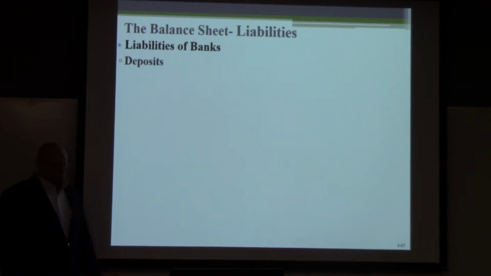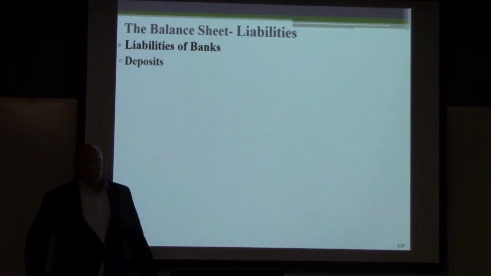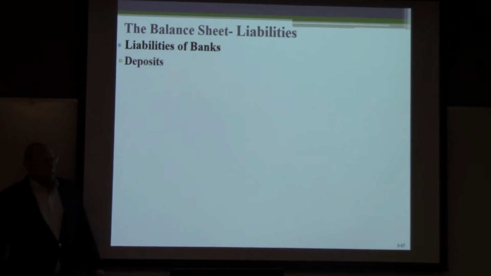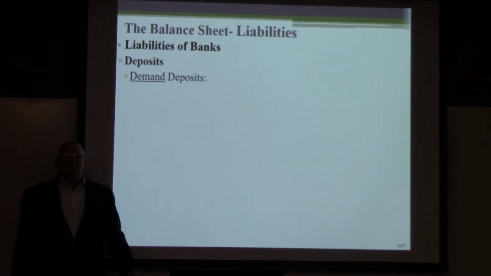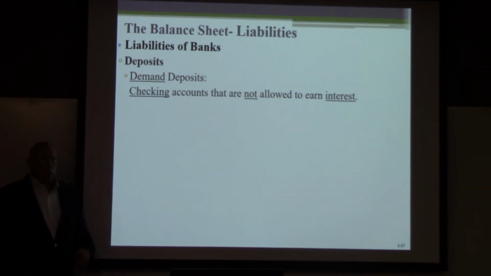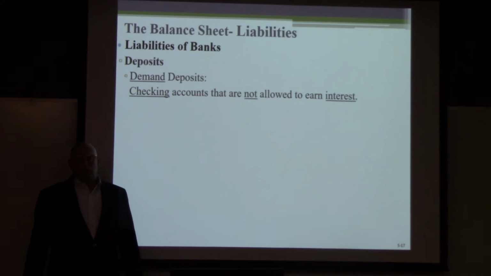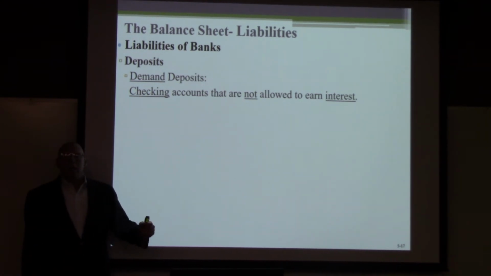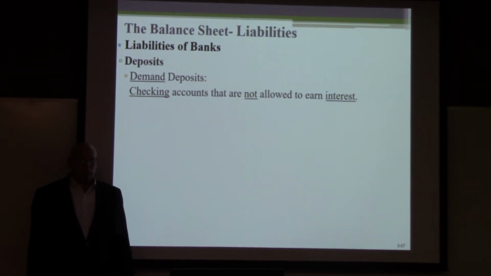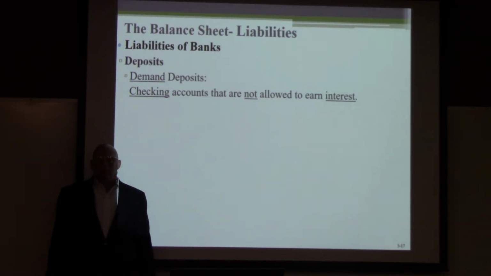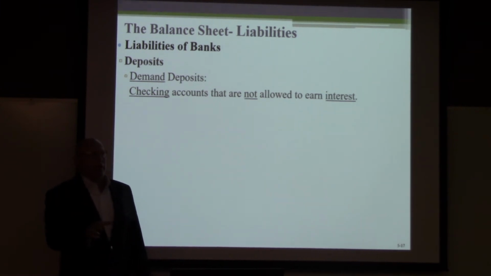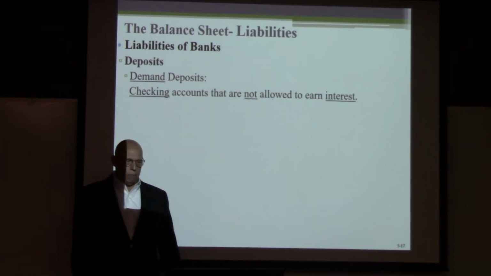All right, let's take a closer look at liabilities. We have deposits. First, demand deposits. These are checking accounts that do not earn interest. So these are non-interest bearing accounts. It is absolutely the most favorite type of account that a bank has. People put their money there and the banks don't have to pay them for it.